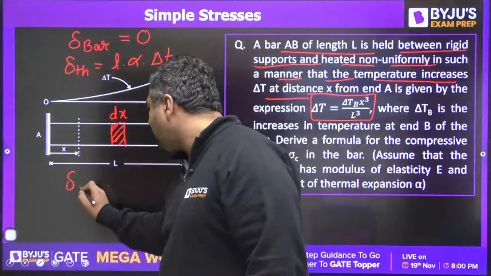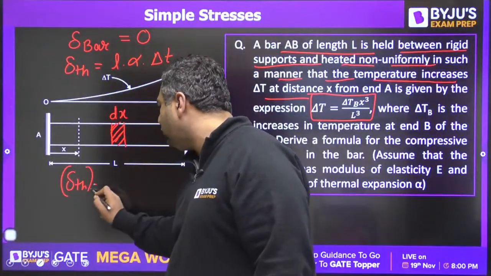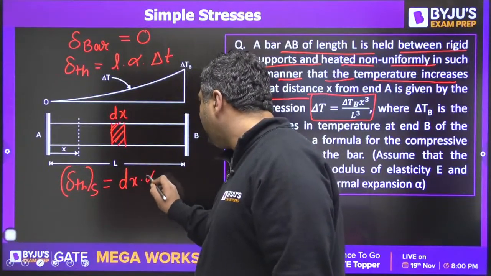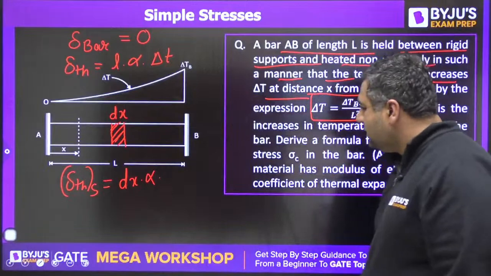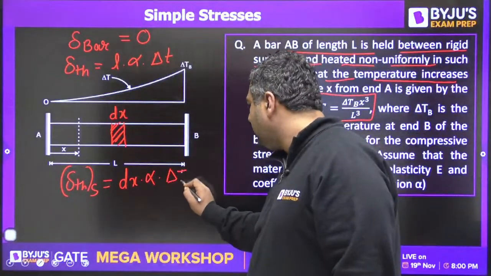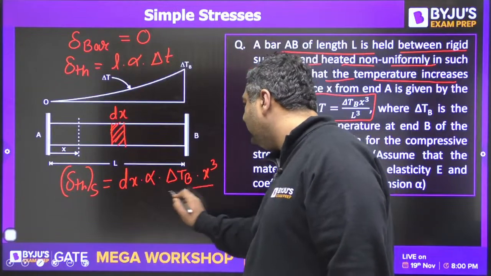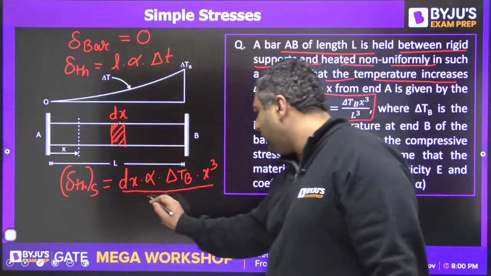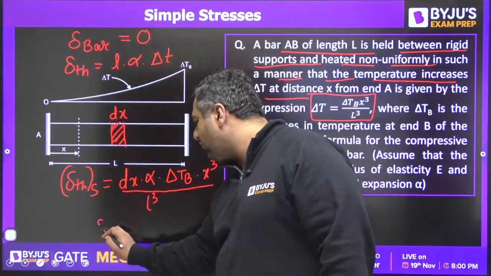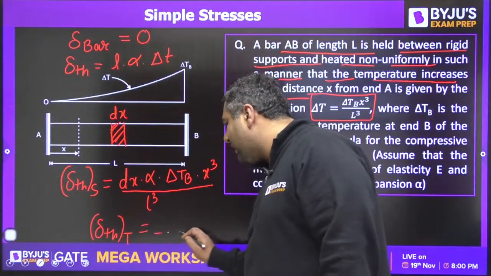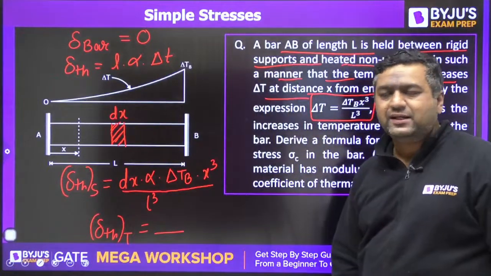Okay, so delta thermal, when you are going to find out for small part, it is going to be dx into alpha. And what is delta T? This is delta TB. I'm giving you the hint, so don't worry. This type of question you will have in GATE examination, divided by L cube. So from here you can find out by integration delta thermal total. That would be expansion because of the temperature, guys.